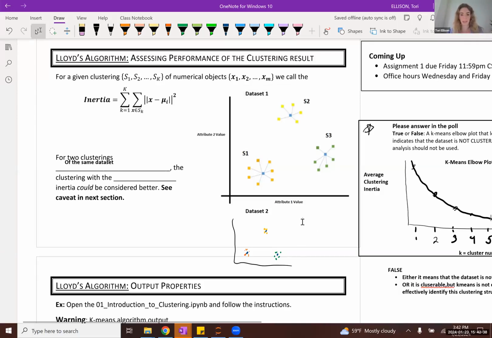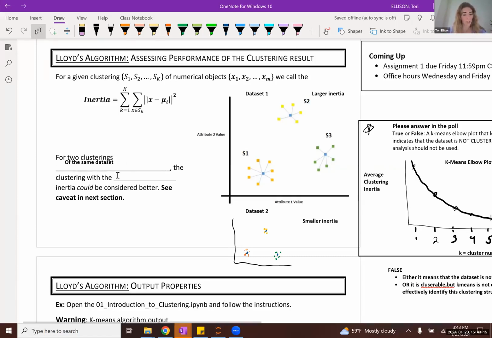Yeah, exactly. So we would assume that data set 2 and the clustering that we just created is going to have a smaller inertia, simply because the sum of the squared distances of each of the points in data set 2 is going to be a lot smaller than the sum of squared distances of the points in data set 1. But simply by looking at these two data sets and these two clusterings, I don't really see any strong indication that clustering 1 is any better than clustering 2.